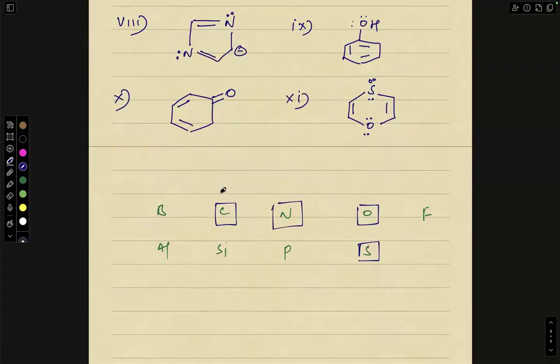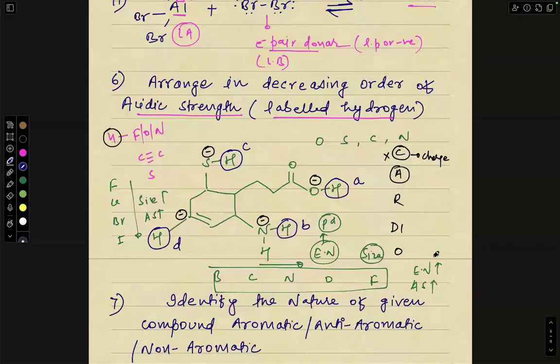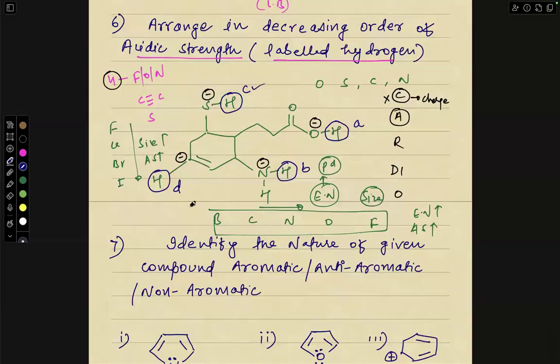Now you know that if you move left to right, oxygen is to the right. And oxygen and sulfur belong to the same group, so down the group, size increases. Size increases means acidic strength increases. So sulfur has the highest acidic strength. Which one is sulfur? The C. So C would be the most. Now sulfur and oxygen. Oxygen is this one, so this is A. Now carbon and nitrogen belong to the same period, so by electronegativity, B and then D.